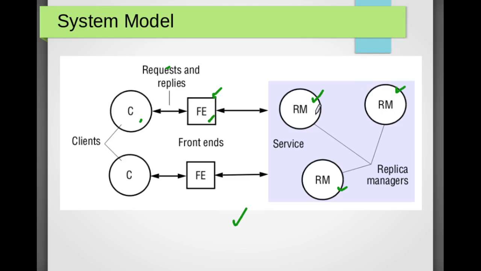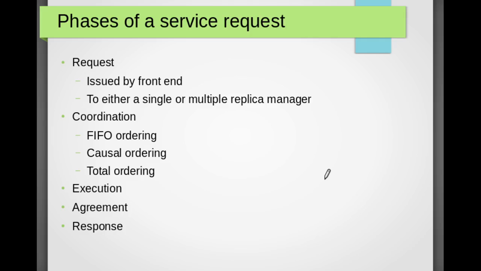This is how replication is implemented. It is very simple: you keep the data at multiple places, and wherever you are replicating the data, you keep track of the replication managers. Whenever you make a request, there are five phases of this service request. What are these? The first phase is request. The front end will issue a request to either a single or multiple replica managers, depending on whether it is active or passive.